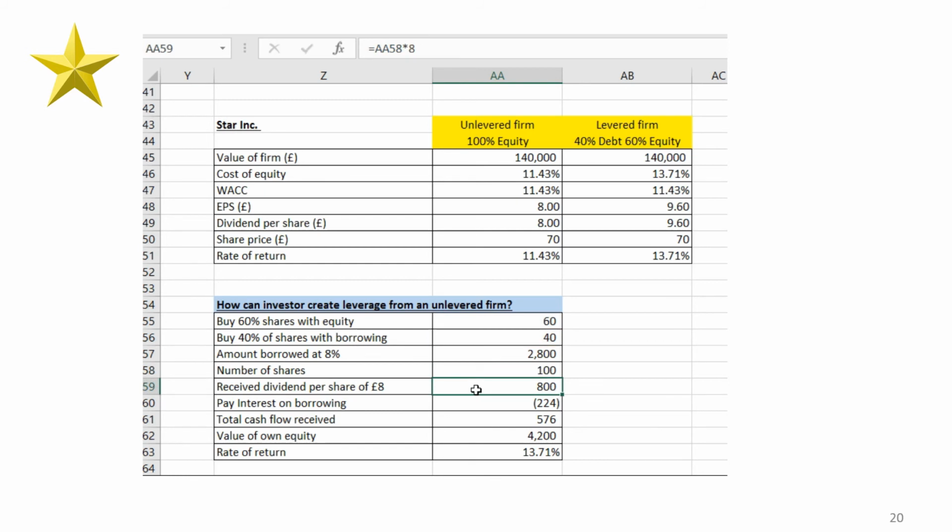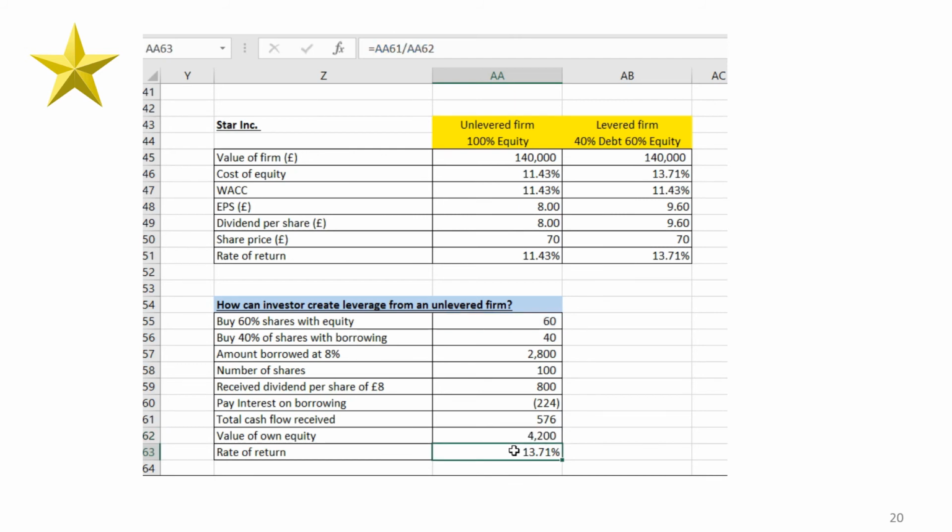At the end of the year, investor will receive dividend per share of £8 from the unlevered firm. The interest paid on borrowing is 224, based on interest rate of 8%. The total cash flow received is £576, net of borrowing costs. The value of the investor's own equity is 60 shares times share price of £70 and is equal to 4,200.